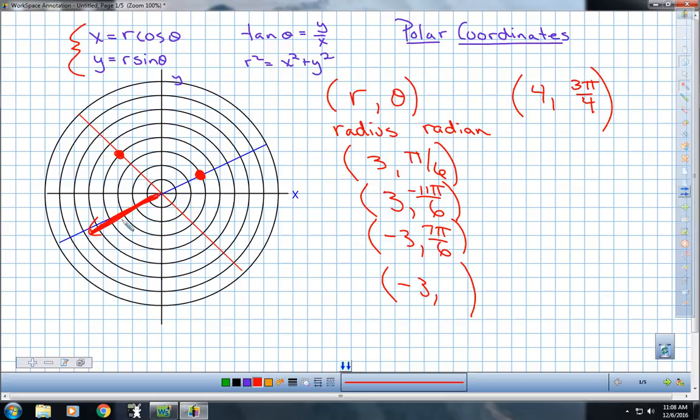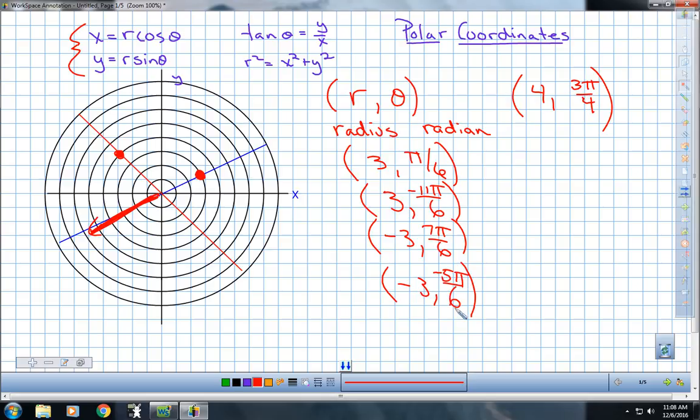Right. So what would be the other one? Negative 3 with a negative coterminal side with this, in the third quadrant. This pi over 6 reference angle in the third quadrant. What would it be? Negative 5 pi over 6.